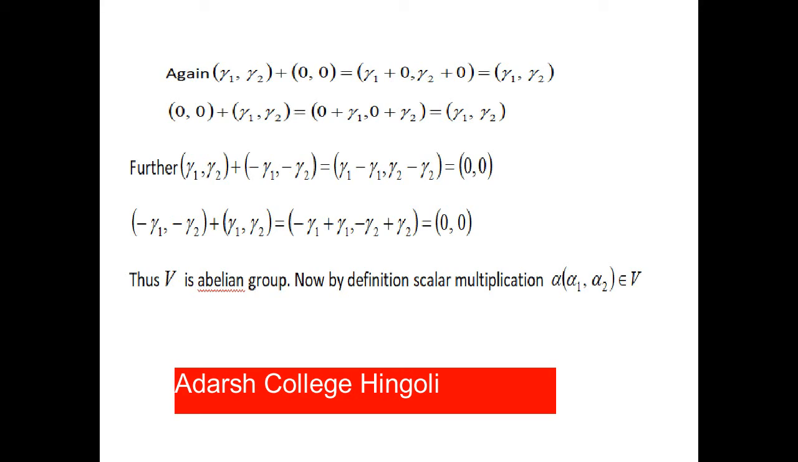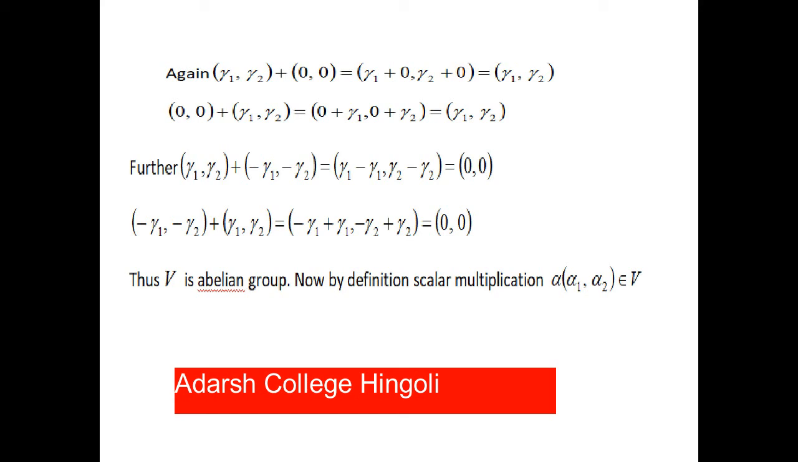Now the inverse of this element is (minus gamma 1, minus gamma 2). If we add this, we get (0, 0). So this is the additive inverse in this vector space. This shows that V satisfies all the properties of an abelian group.